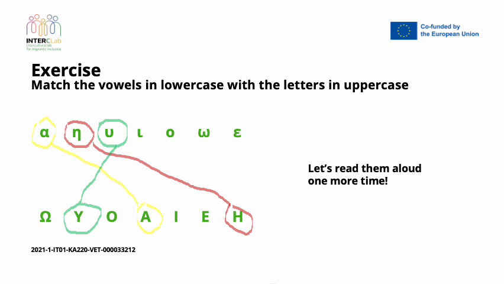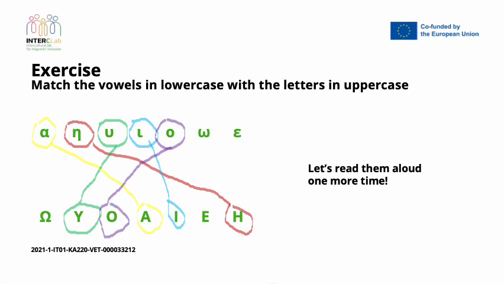The next on the line is the third E. Maybe this is easier for you because it's quite similar to the one we use in English, and its uppercase equivalent is this. Next on the line, we have O. This is the lowercase o, and as you may have guessed already, this is its uppercase equivalent.